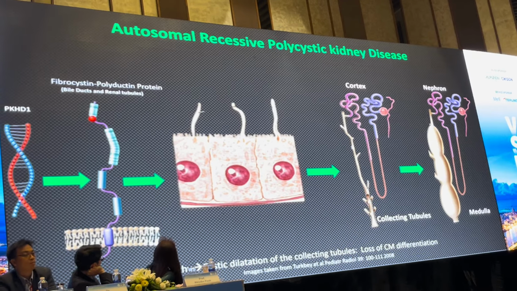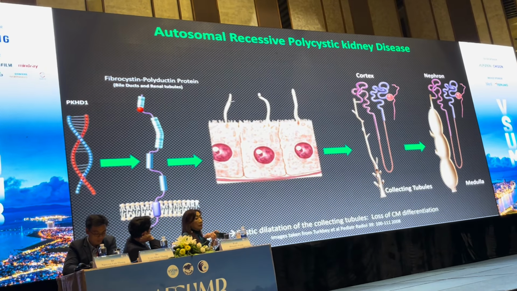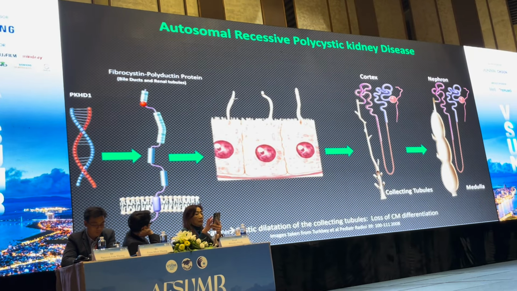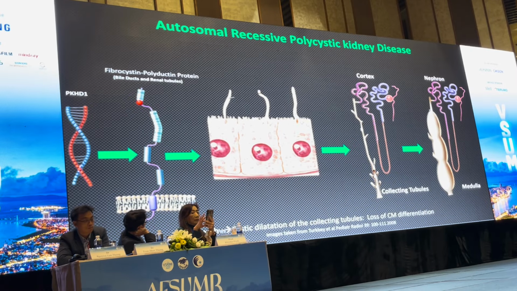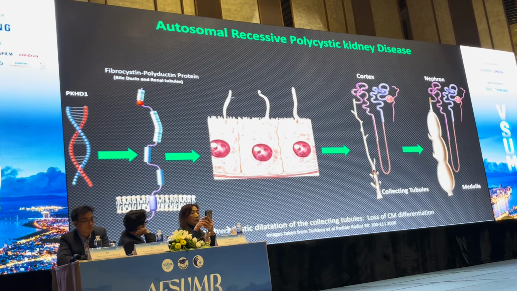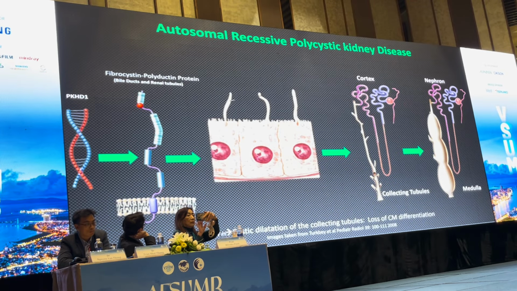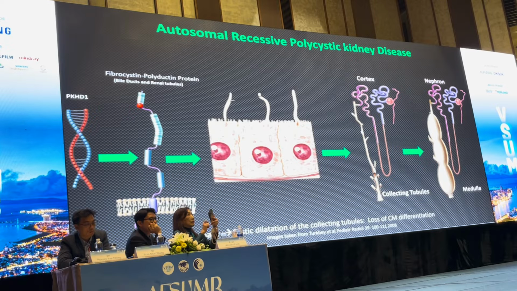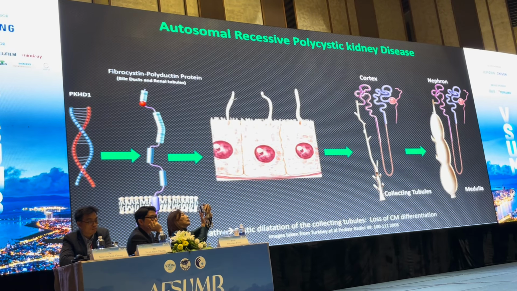Then we move on to the next group, which is autosomal recessive polycystic kidney disease, infantile polycystic kidney disease. This is a condition where about 40% will present prenatally, some of them will present postnatally, and some of them will present as juvenile polycystic kidney disease. But the ones that we see prenatally, the 40%, present with gross enlargement of the kidneys.